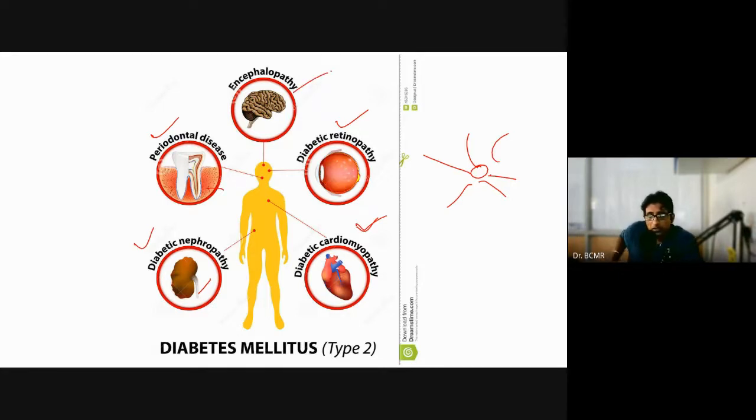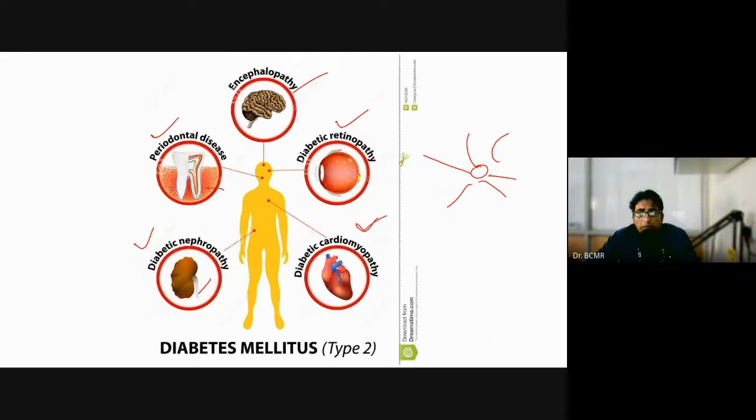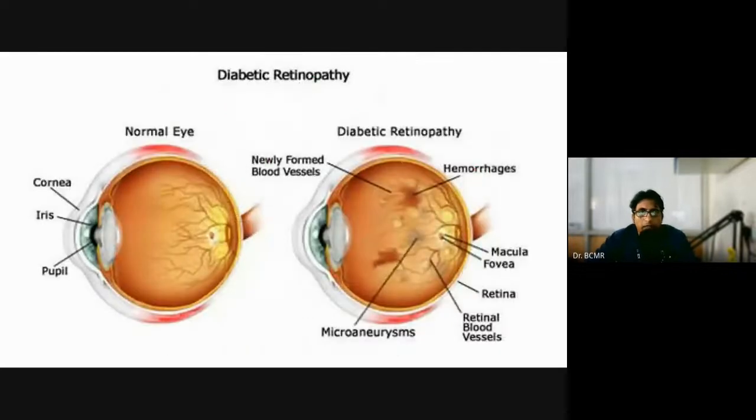So diabetes is just not about blood glucose, but because of high blood glucose, many other tissues or organs are actually affected, and these are some of the prominent ones that are affected. We will see a little bit of each, and let's see.